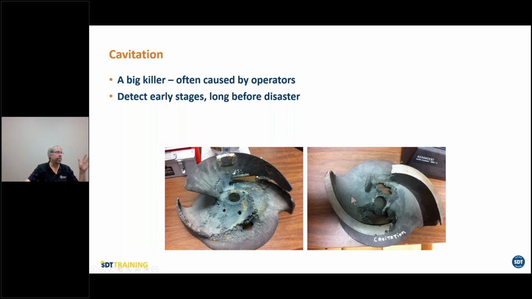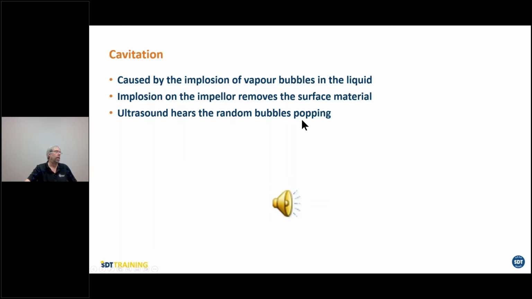That's not very pretty, is it? You want to detect the early stages long before this stuff happens. Cavitation is caused by implosions of vapor bubbles in the liquid. Implosions on the impeller remove surface material, as well as here, with the bubbles popping.